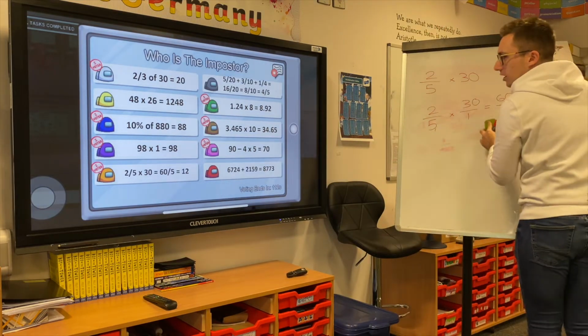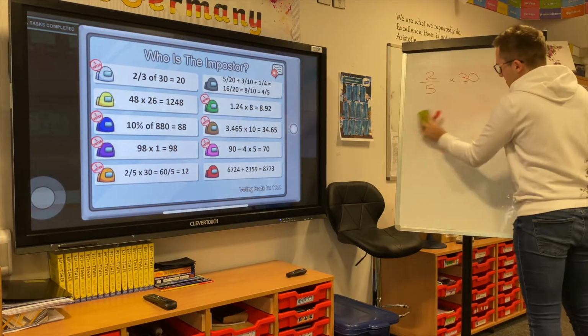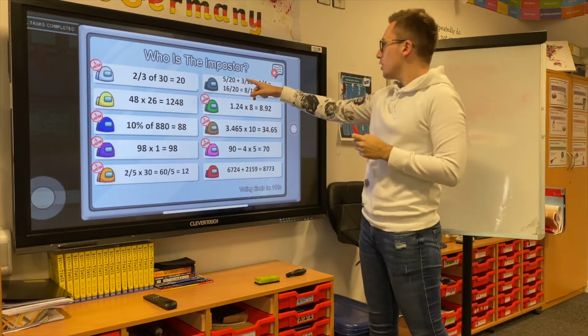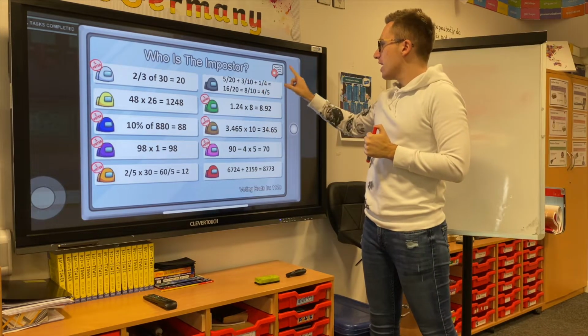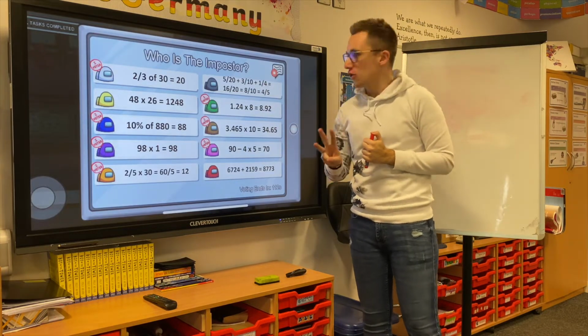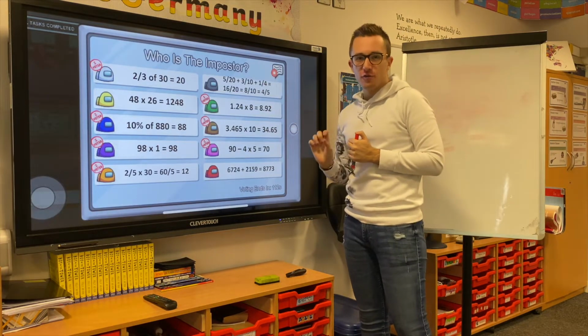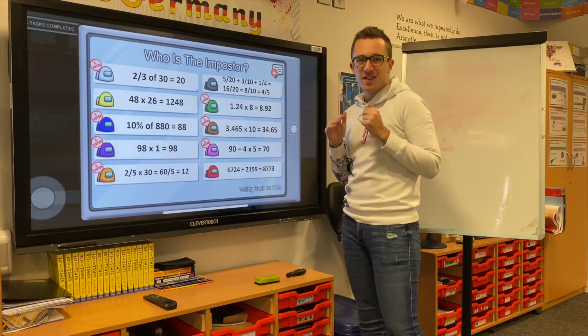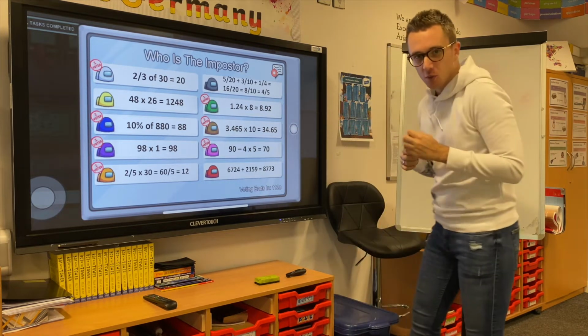All right, we're halfway through and no imposters yet, so let's keep going. Next one, 5/20ths, add 3/10ths, add 1/4. So we're adding 3 fractions together, all with different denominators. Now when we're adding fractions, we know the denominators have to be the same for it to work.